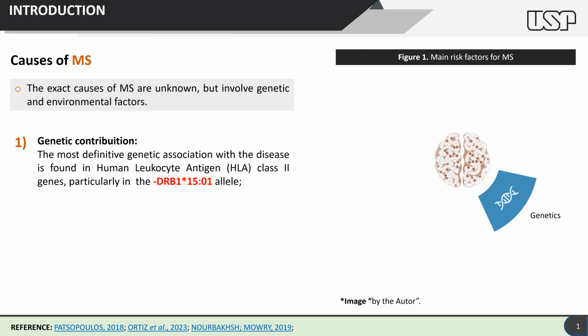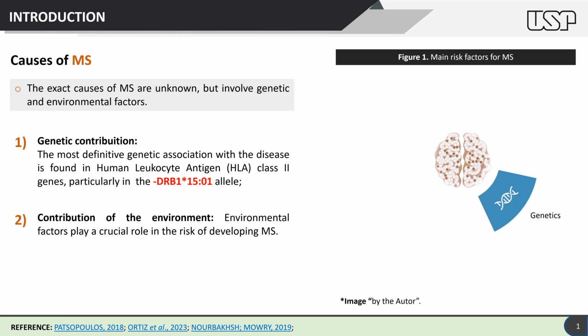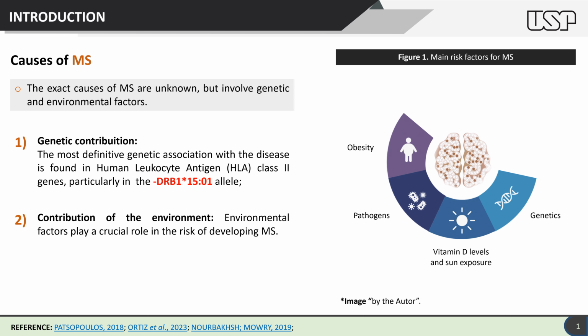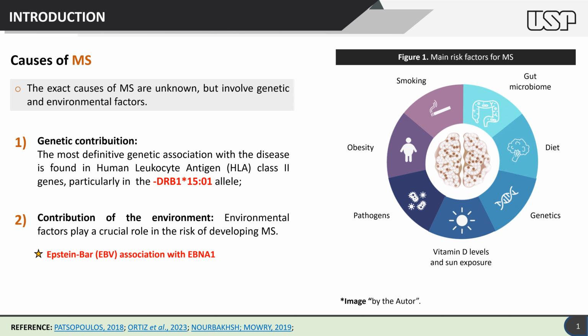From a genetic perspective, most of the genes associated with multiple sclerosis are located in the major histocompatibility complex, with the DRB1 1501 allele standing out, often referred to as the multiple sclerosis gene. In addition, many environmental factors, such as vitamin D levels, sun exposure, infections, obesity, and smoking, also play important roles in the development of this disease.